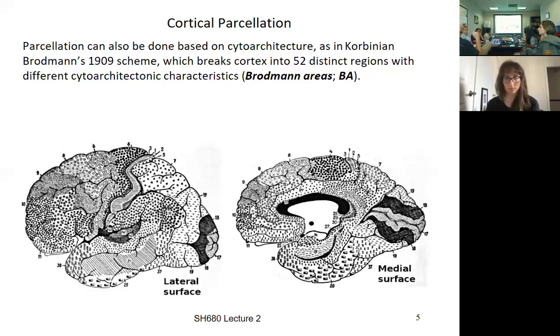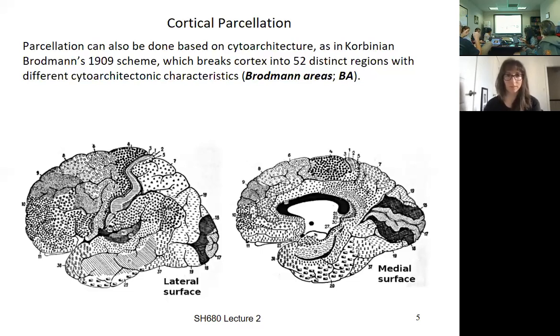And if you're interested in why they number them, the numbering has to do with this: if you start slicing at the very top of the brain and slice all the way down, the first one you hit is area 1, the second one you hit is area 2, and so forth. So 44, 45 are further down. That's how they're named, generally speaking.